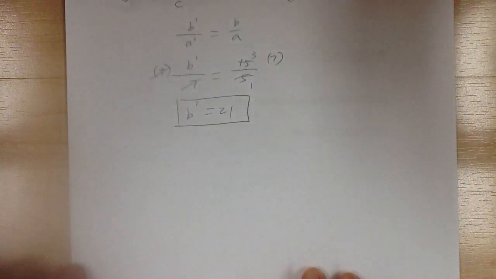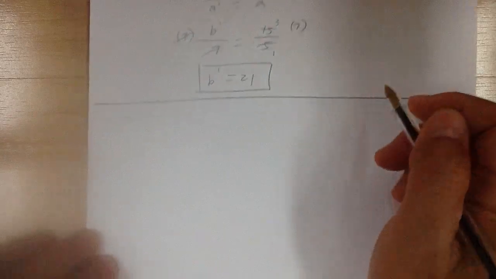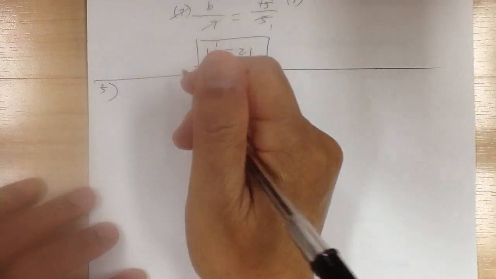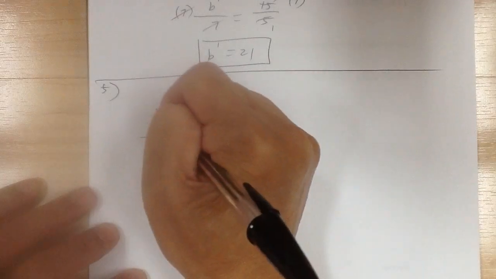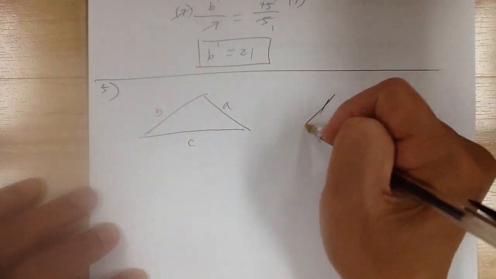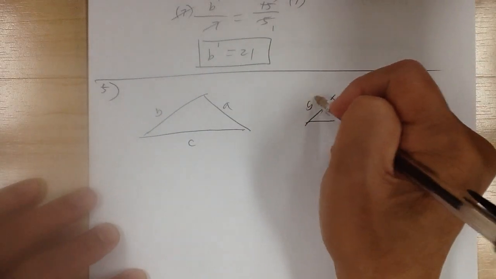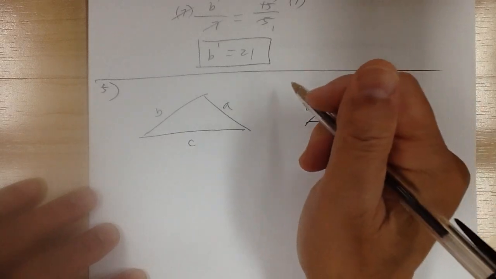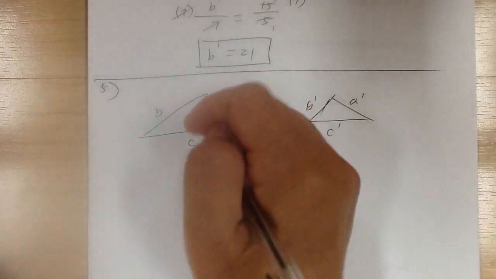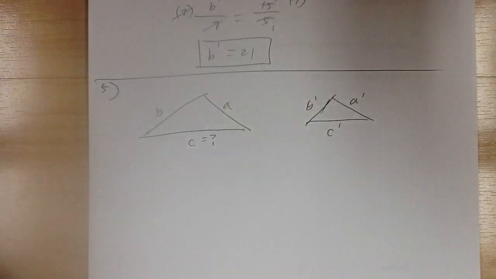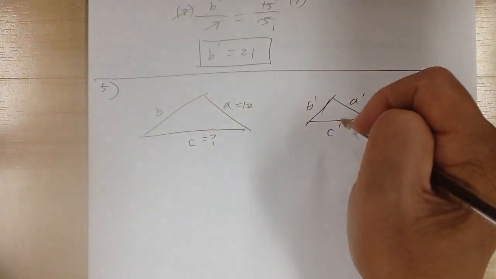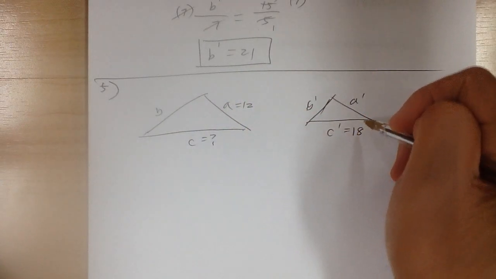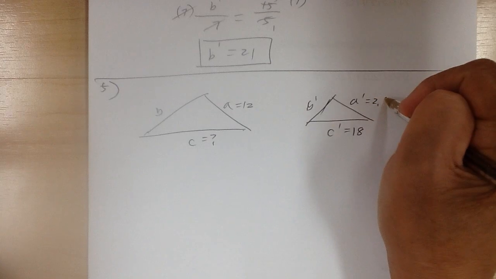Okay, so again, it's very quick. You don't even need a calculator for this. Okay, so number 5. You do the same thing. So A, B, C, and A prime, B prime, C prime. Right? So write down what's given. C equals question mark, so that's what we're looking for. And A equals 12, C prime equals 18, and A prime equals 2.4.